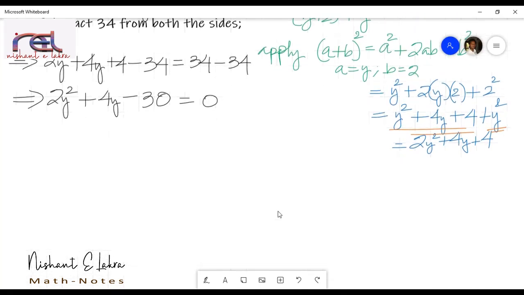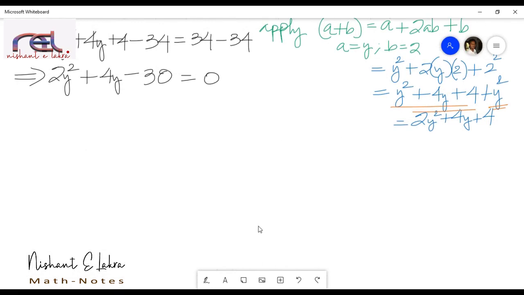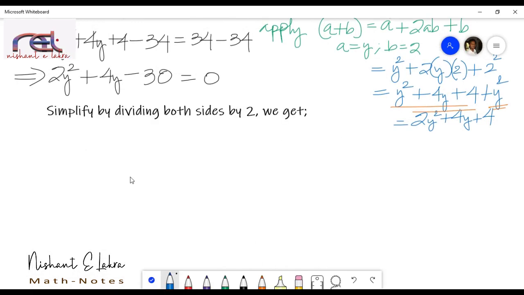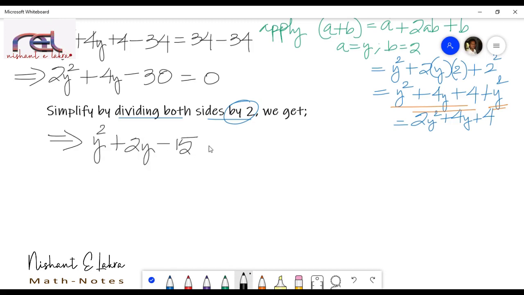Now how can we solve it further? Let us see what is the next step. What we will do now is we will simplify it by dividing both the sides by 2. Then you would get it as y square plus 2y minus 15 is equal to 0. Now let us simplify y square plus 2y minus 15. Let me explain to you in the rough part how to simplify y square plus 2y minus 15.